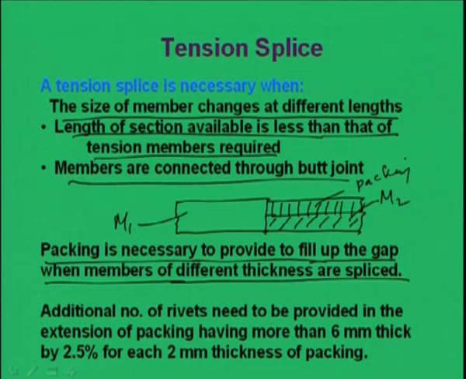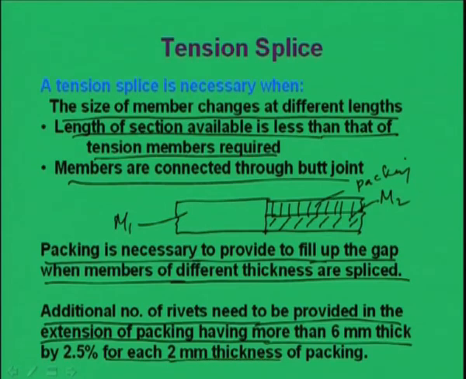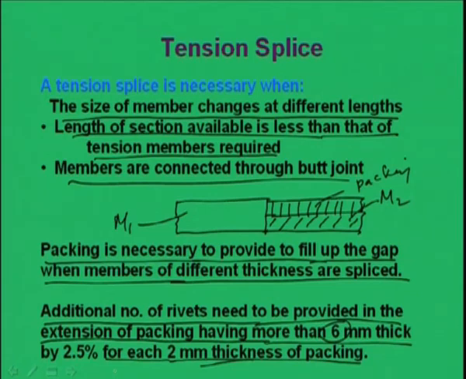So, here the codal provision is that additional number of rivets need to be provided in the extension of the packing having more than 6 mm thickness, by 2.5% for each 2 mm thickness of packing. That means extra rivets are required for the packing by that 2.5% if the thickness is more than 6 mm. For each 2 mm thickness, 2.5% extra will be required. So, in this way we have to calculate.